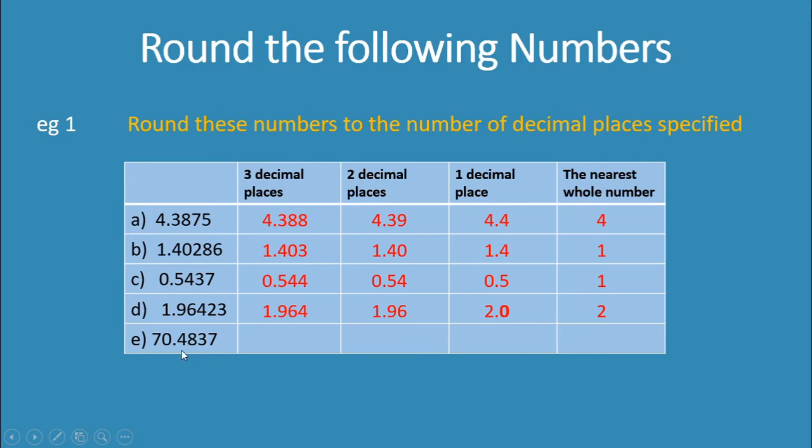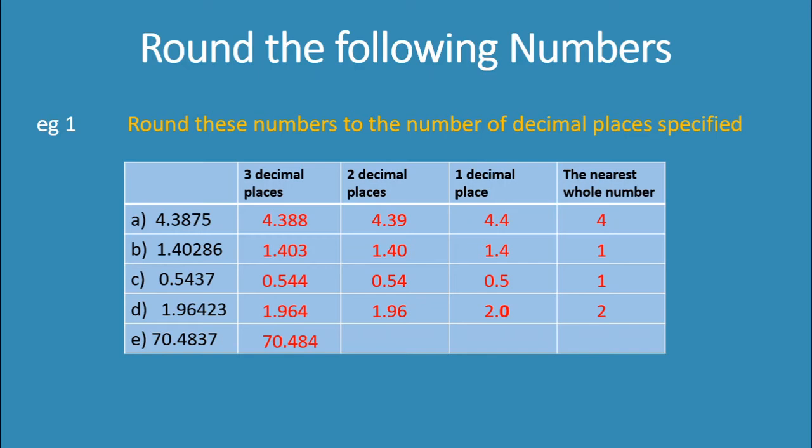Next, to 3 decimal places, it doesn't matter how big the whole number part of this value is. 3 decimal places is 1, 2, 3 places after the decimal, always the thousandths position. Here we have a 3 with a 7 next to it. That 7 is going to make the 3 round up to a 4. So we've got 70.484, or 70 and 484 thousandths.